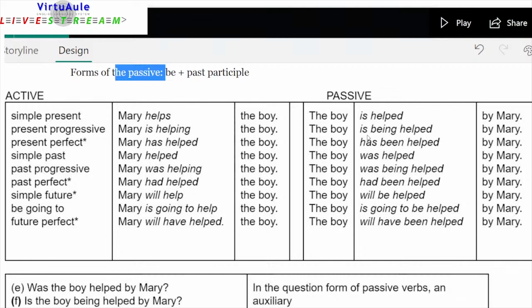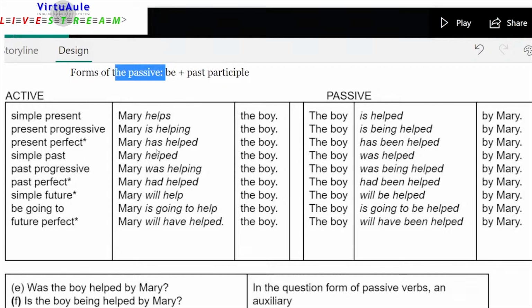Tom is being stupid today. It's something that he doesn't usually do. So this is a little strange to see, is being. But we need that because that is the present progressive form of the auxiliary to be. So the boy is being helped by Mary. That means that this action is happening now.